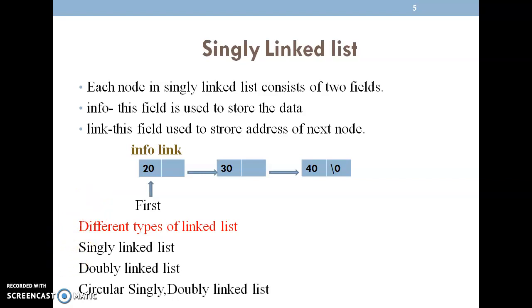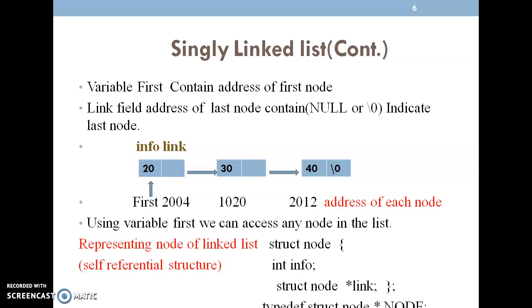As I told, we have different types of linked list. One is singly and the other is doubly, then continuing with the circular singly linked list, then circular doubly linked list. One by one we'll see in the upcoming classes. But in today's class I am going to cover singly linked list.